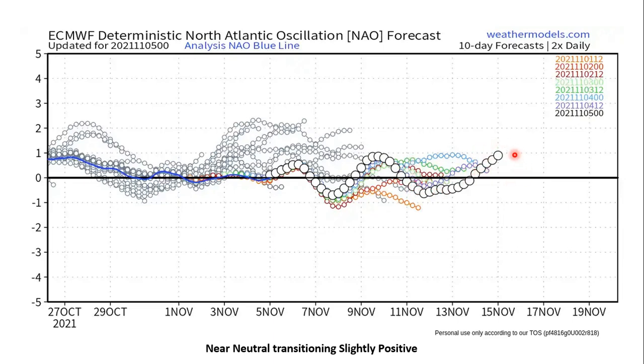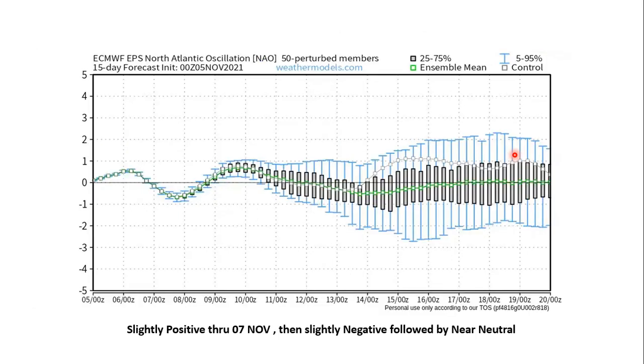European EPS NAO 50 perturb member forecast showing a positive trend to the NAO, trending slightly negative though by the 12th, the 13th, 14th, right on through the middle part of November, and then trending towards neutral once more after mid-month.